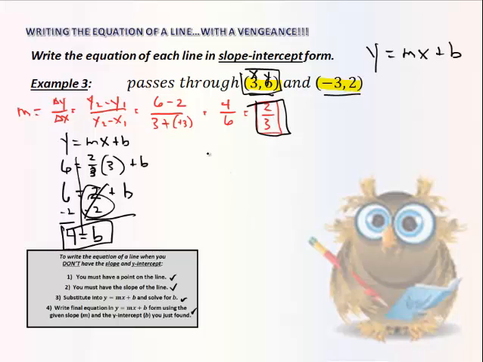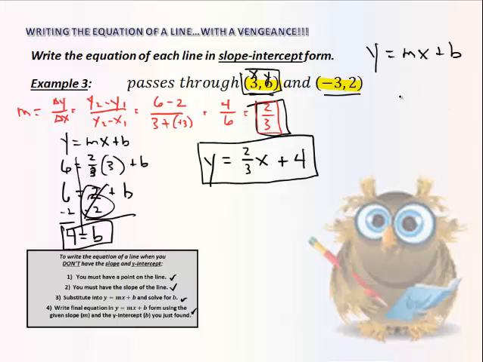So now I have my b is 4, my slope is 2/3, so I can do my last step, which is to write my equation with the m and the b in place. So y equals, my m is 2/3, x plus b, and b is 4, so I'm going to substitute that in and get my equation.